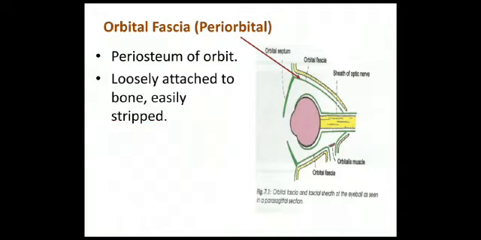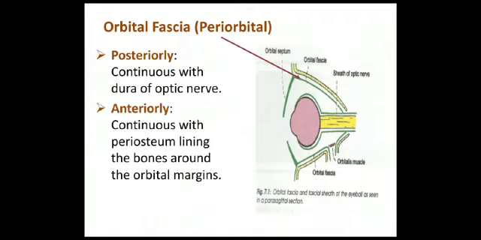So coming to the orbital fascia or the periorbital fascia, it is also called the periosteum of the orbit. It is loosely attached to the bone and easily stripped. Posteriorly, it is continuous with the dura of the optic nerve, and anteriorly, it is continuous with the periosteum lining the bones around the orbital margins.